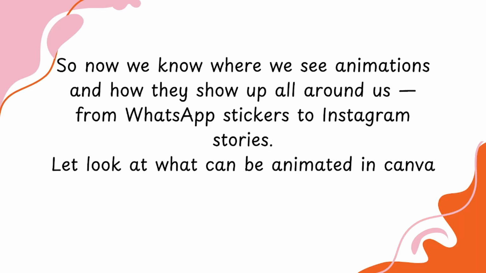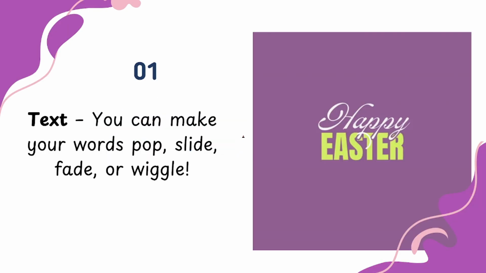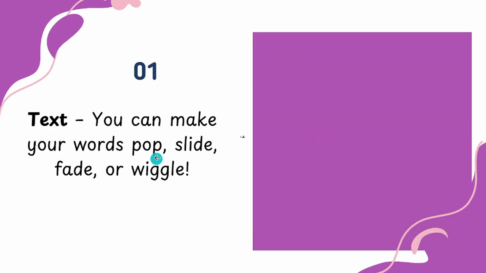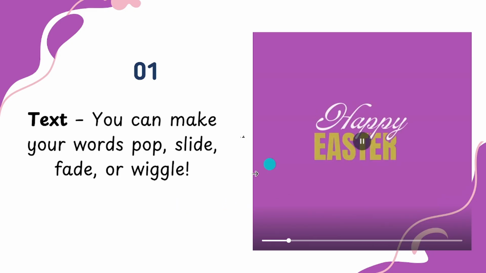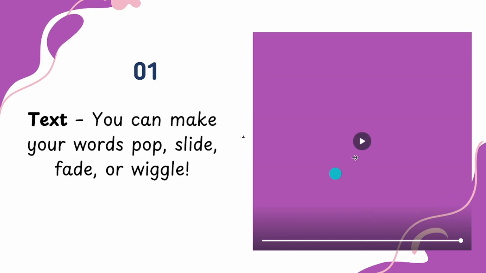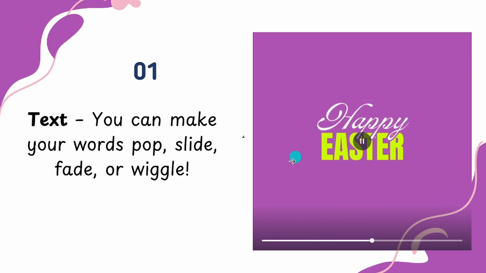Okay, so now we see where we see animation and how it shows up all around us, from WhatsApp stickers to Instagram stories. Let's look at what can be animated in Canva. So let's look at the elements that we can animate in Canva, because Canva is what we are using to design. Okay, so one of the elements that we can animate in Canva is text. All right, you can make your words pop, slide, fade, or wiggle, just like we have here. See how this just slides in, saying Happy Easter. So you can animate your text in Canva.